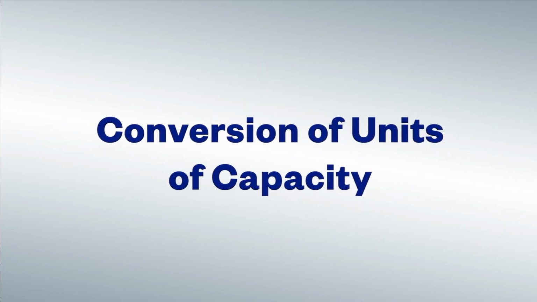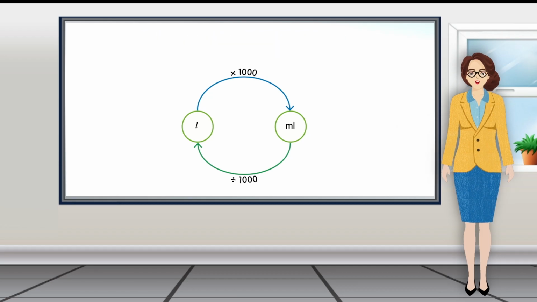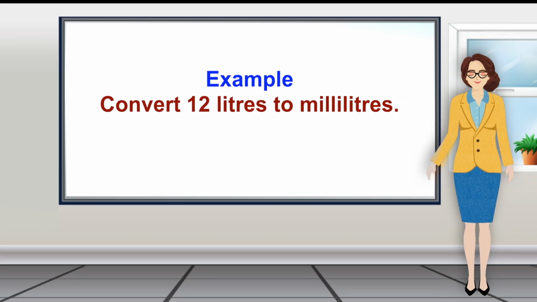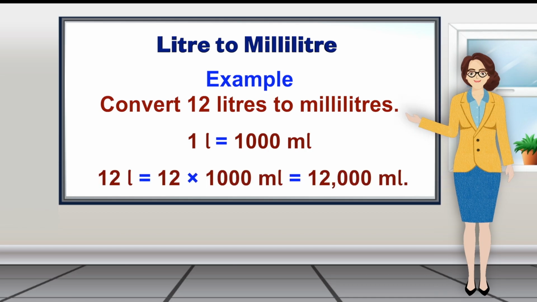Conversion of units of capacity. Liter to milliliter. The relationship between milliliters and liters is that 1 liter equals 1000 milliliters. Let's learn how to convert liters to milliliters and milliliters to liters from examples. Example: convert 12 liters to milliliters. 1 liter is equal to 1000 milliliters. So 12 liters is equal to 12 multiplied by 1000 milliliters, which is equal to 12,000 milliliters.